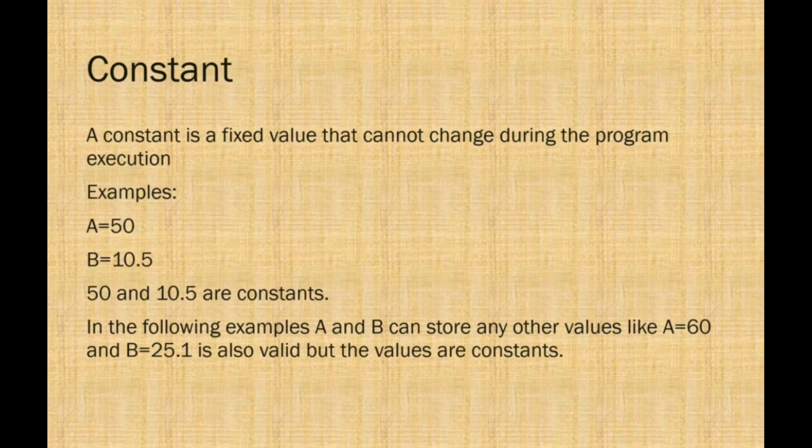Similarly, what is a constant? A constant is a fixed value that cannot change during the program execution. Just like A is equal to 50, B is equal to 10.5. 50 and 10.5 are constants. In the following examples, A and B can store any other values like A is equal to 60 and B is equal to 25.1. That is also valid, but the values are constants.